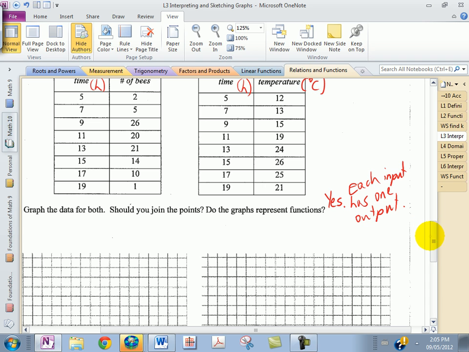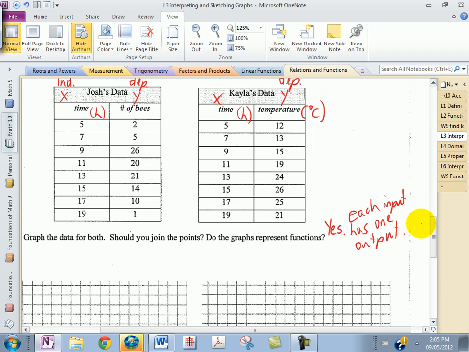Should you join the points? No. Well, look at the number of bees, right? Does it make sense to have a value in between 1 bee and 2 bees? How many bees would be in between 1 and 2? None. You can't have half a bee. So for Josh, it doesn't make sense. What about for Kayla? Does it make sense to join her points together? Yeah, temperature, what's in between 1 degree and 2 degrees? 1.1, 1.2, 1.3, all the decimals. So for Kayla, it makes sense to have values in between. Josh should always be whole numbers. Okay.